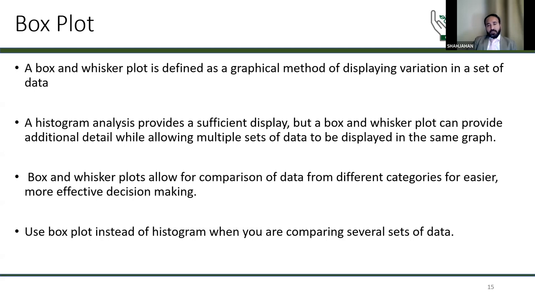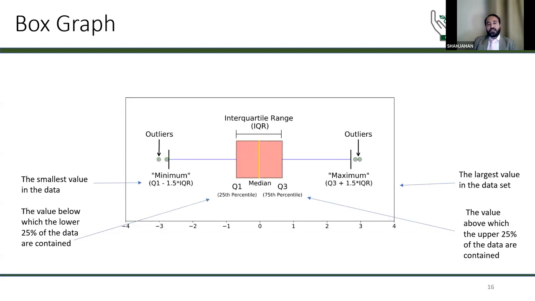Box and whisker plots allow for comparison of data from different categories, which is easier and more effective. I will not go into more detail because we don't have much time. I will just give you the major important points, how we define the box plot and how to interpret it. When you see a box plot, you will see we are dividing the data into quarter one and quarter three. And here you see the outliers, and in between there's the median.